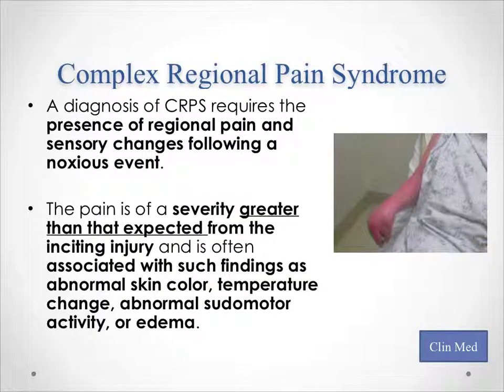A diagnosis of this syndrome requires the presence of regional pain and sensory changes following some type of a noxious event. So there needs to be an event such as an injury or a vascular event like we mentioned earlier, and then following that you're going to have symptoms of regionalized pain accompanied with sensory changes. The pain associated with this condition is generally greater than would be expected of the inciting injury itself. And then typically this is associated with an abnormal skin finding, such as a change in color or temperature, and an abnormal pseudomotor activity or edema. Now, pseudomotor activity is referring to sympathetic stimulation of sweat glands, and in this particular instance, they're being stimulated abnormally.